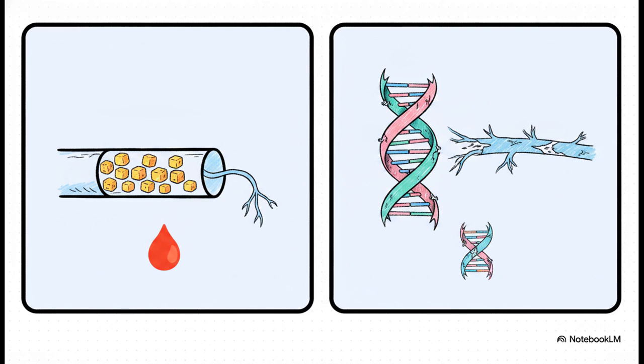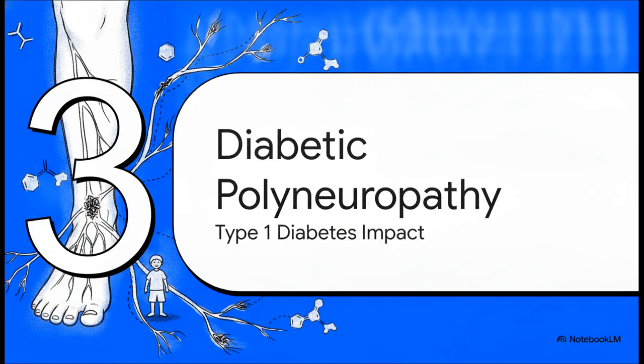On the flip side of the paradigm, we have hereditary and genetic mechanisms. Here, the pathology is intrinsic. It's driven by inherited gene mutations that directly compromise the development, survival, or myelination of the nerve fibers themselves. Determining exactly which pathway is driving the disease is really the foundational step in your diagnostic algorithm. Let's explore that acquired side first in Section 3, diabetic polyneuropathy in children.